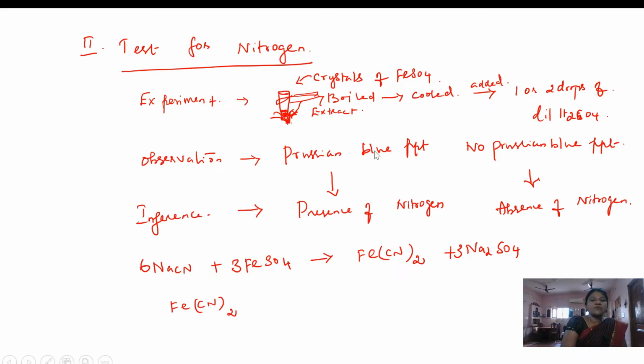Now, if you observe a Prussian blue color precipitate, it indicates the presence of nitrogen. Suppose there is no Prussian blue color precipitate, it indicates the absence of nitrogen. Then let us see the chemistry behind that, that is, what are the reactions taking place in this test.